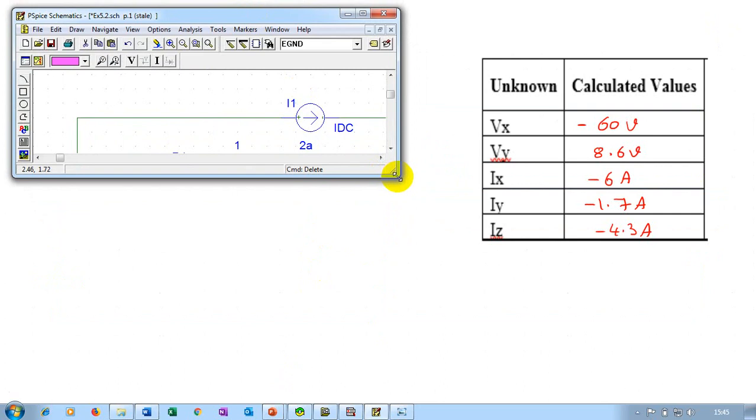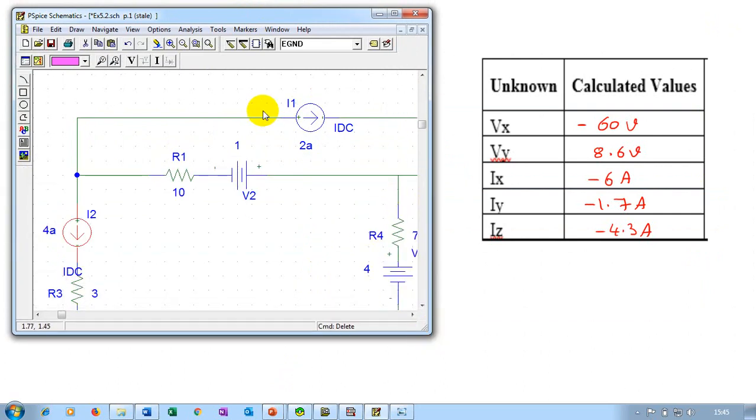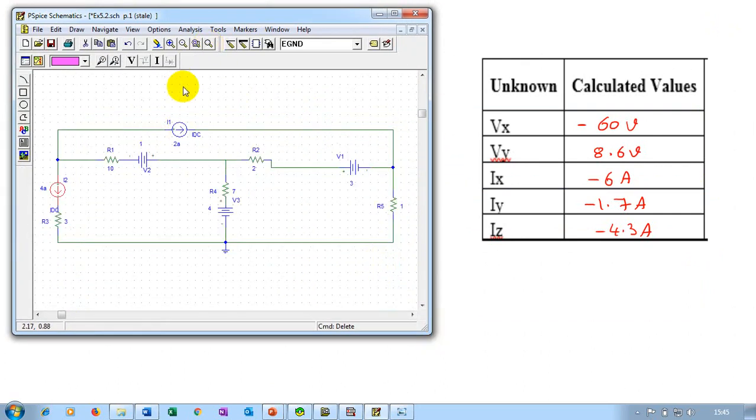Let me arrange the circuit. If you remember the currents, Ix was going towards the right, so place it towards the left. Iy was going down, so place it at the top. Iz is going right, so place it at the left. I'll shift the current marker to Vy here. I have a different agenda, and I'll explain why I did so.